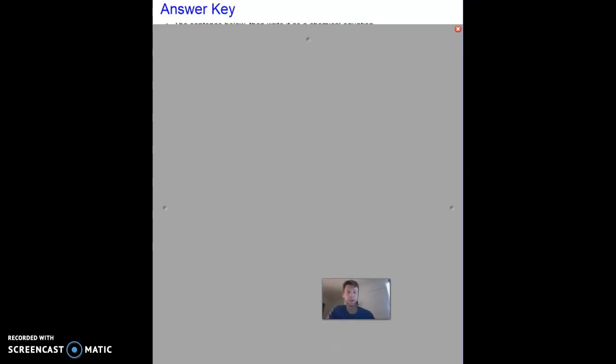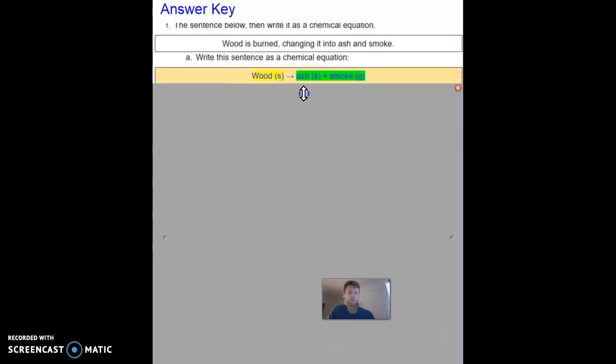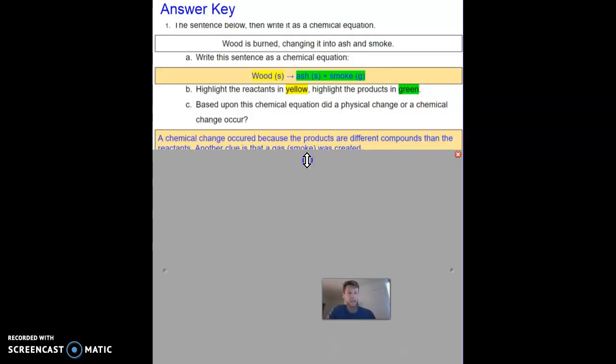At this point, you should be ready for the answer key. If you are not, pause the video so you can get your own thinking down on paper before we go through it. Number 1, you should have written a chemical equation that was wood changing into ash plus smoke. Wood should be highlighted in yellow, ash and smoke should be highlighted in green. And because of this, this should be a chemical change.